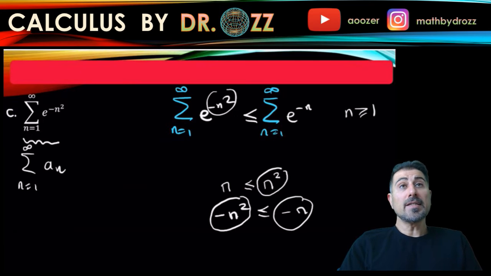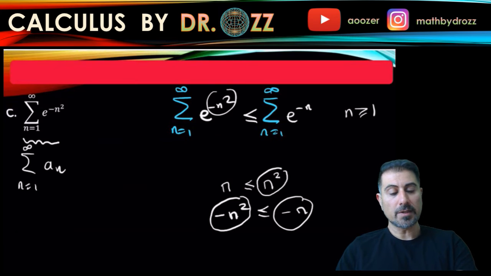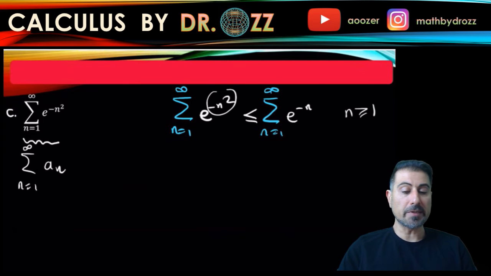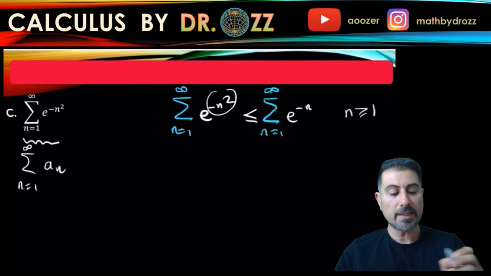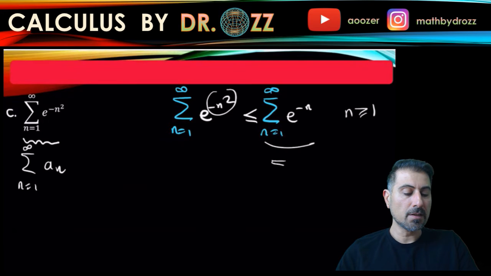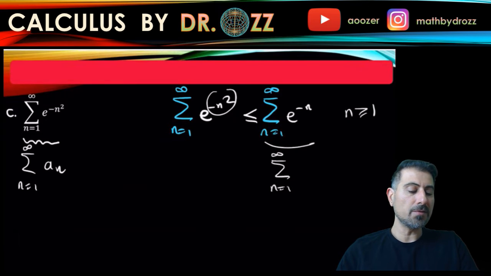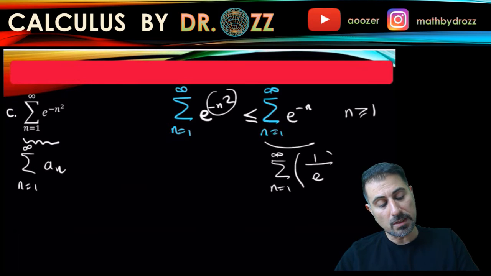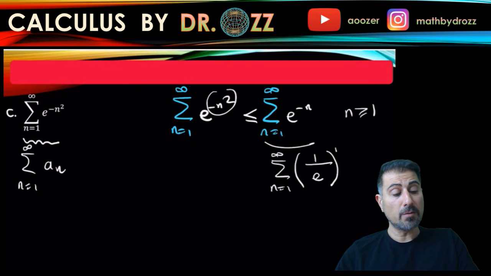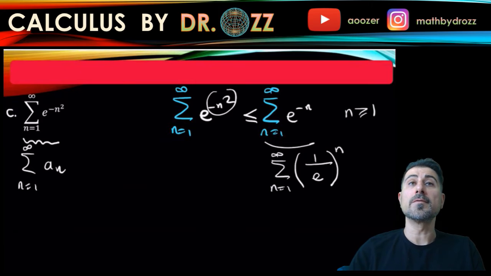And e to the minus n is a known series. In fact, it is a geometric series. So let's rewrite this: the sum from n equals 1 to infinity of 1 over e to the n, but I can write it as 1 over e, to the power n.